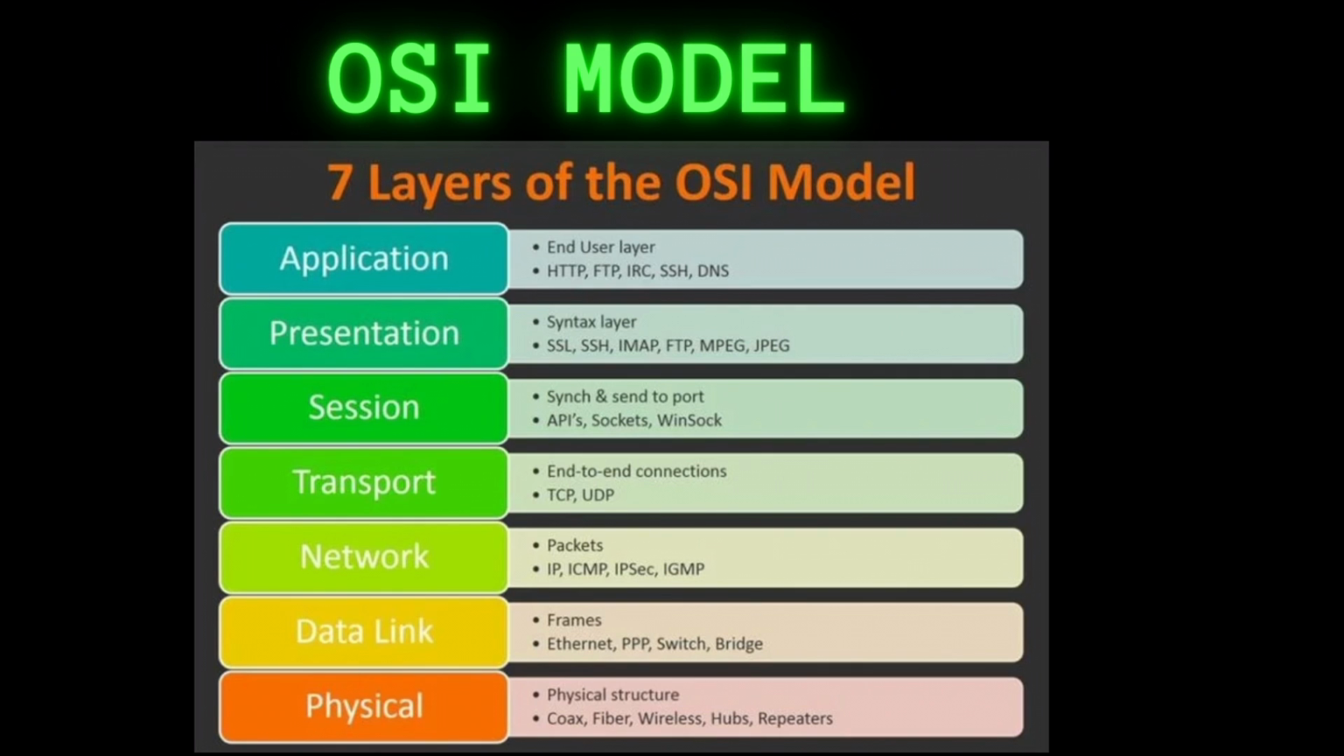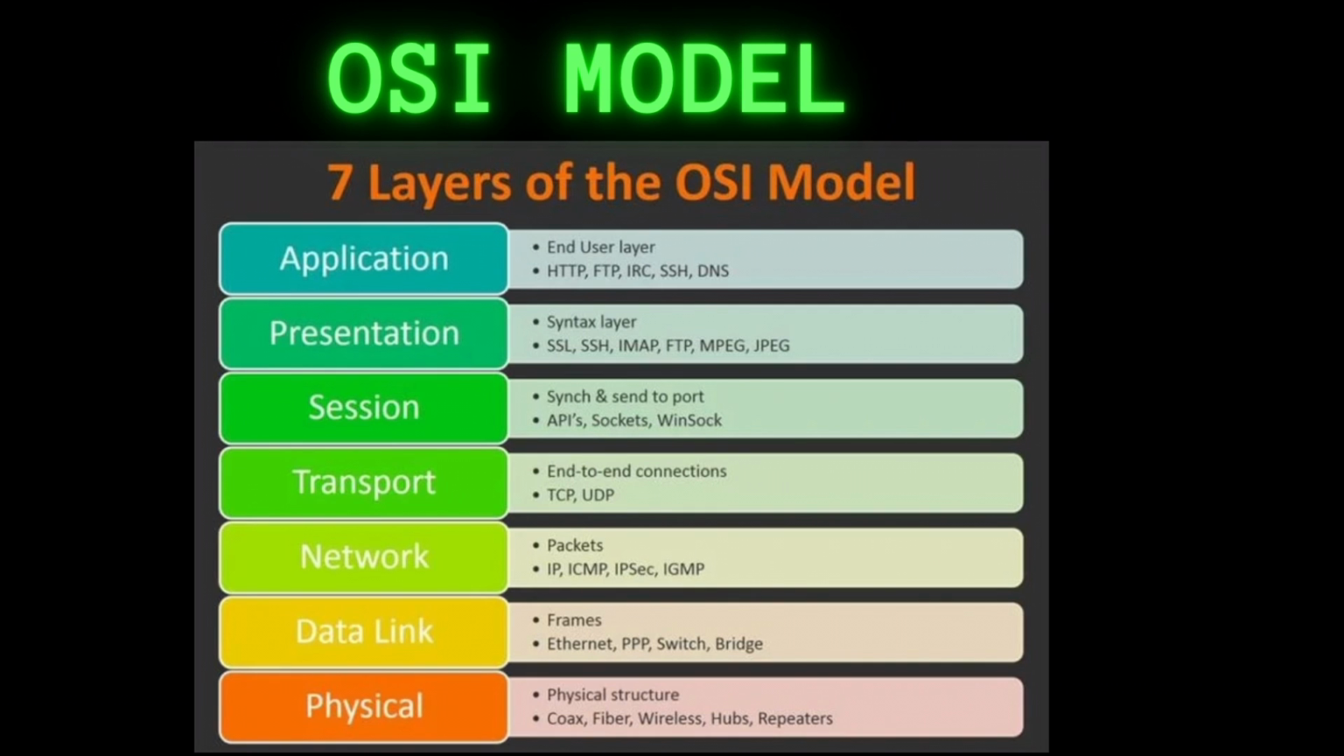Each layer, and this is very important, passes the information down to the next. It's not skipping over any of those layers. It's passing it from end to end, from one layer down to the next. And on the receiving end, it's building it back up in the reverse order, from the physical layer all the way back up to the application.